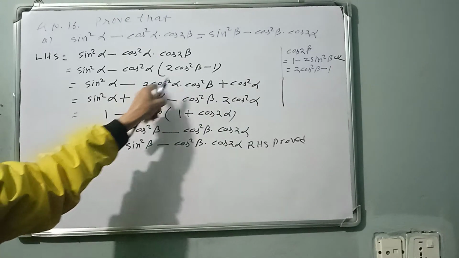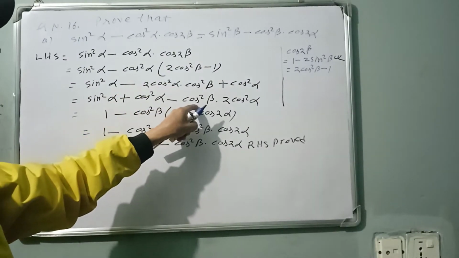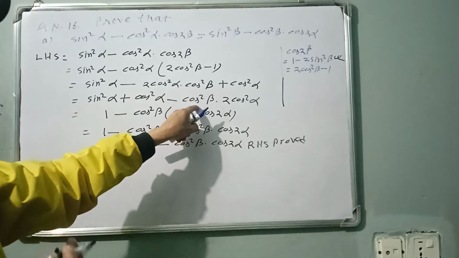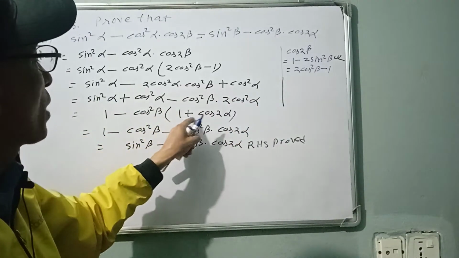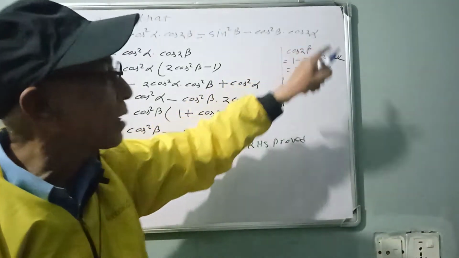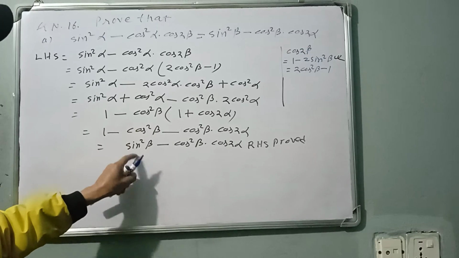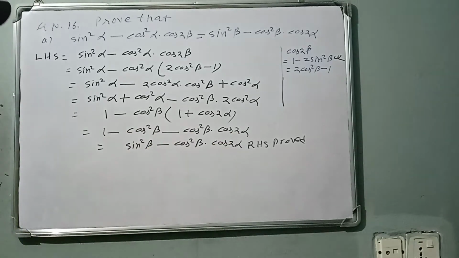You have to bring cos 2 alpha, so 2 cos square alpha should be written in 1 and cos square beta separately. Now 2 cos square alpha is 1 plus cos 2 alpha. See right side, remove the bracket, 1 minus cos square beta, sin square beta minus cos square beta into cos 2 alpha.